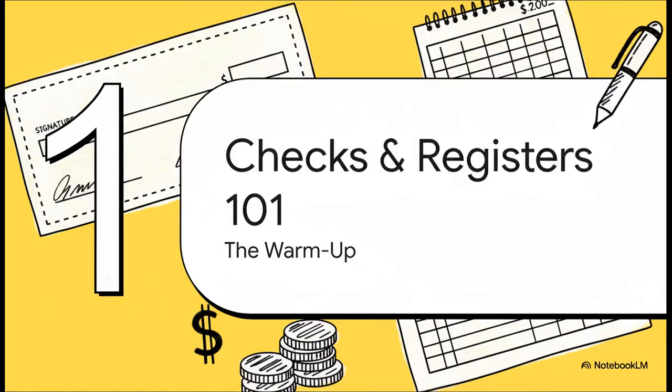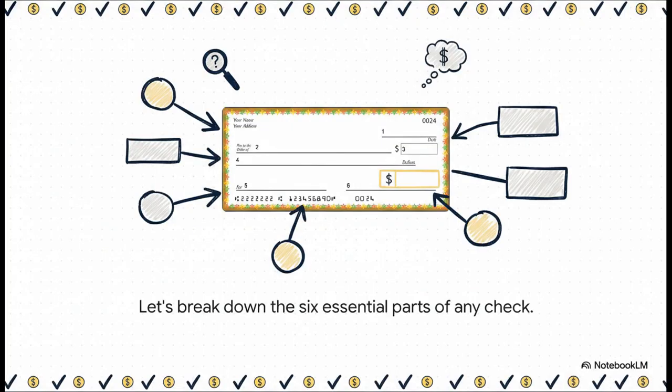Okay, let's dive right in with our warm-up. We're starting with the essentials, because getting these details right is the foundation for everything else we're going to do. This might just look like a simple piece of paper, but on your quiz, every single one of these blank spots is a potential point. So let's walk through all 6 parts right now to make sure you know exactly what goes where and why.